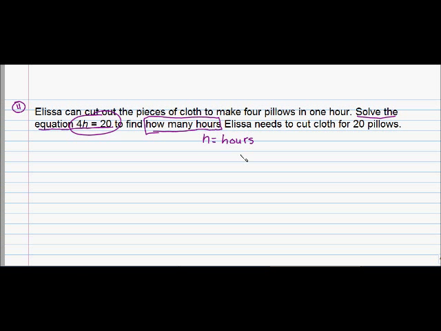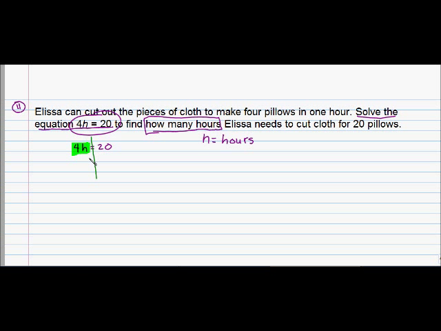I'm going to write my problem. 4h equals 20. I like green and purple. Draw my line. Where's my highlighter? If you heard that, that was the dryer. The 4 and the H are squished together. I don't see a sign, so that means I'm going to multiply.